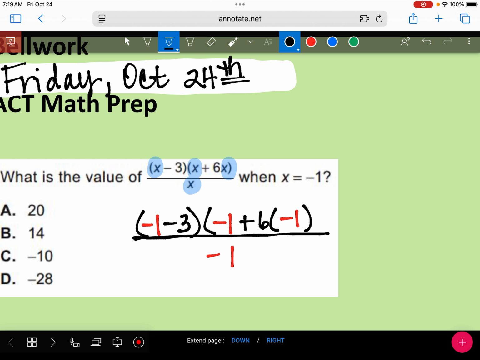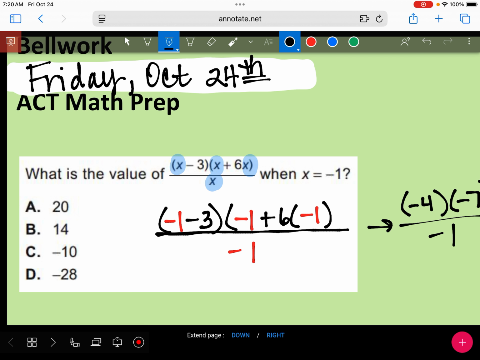So you should get -4 times -7 over -1. So I think the answer is D. Did anyone else get D? That would be your answer. Good job.